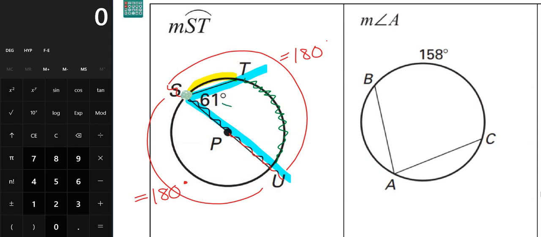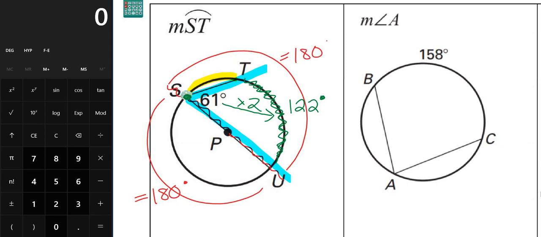As you pull your inscribed angle forward, you double it, so you multiply it by 2. Only when the vertex of the angle is on the circle, you double it as you pull it forward to figure out the measure of arc TU. 61 times 2 is 122 degrees. That's the measure of arc TU. We want to figure out the yellow arc ST.